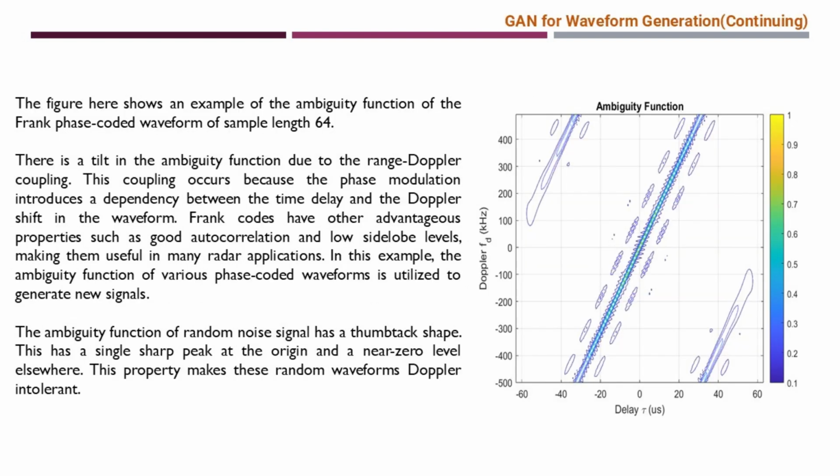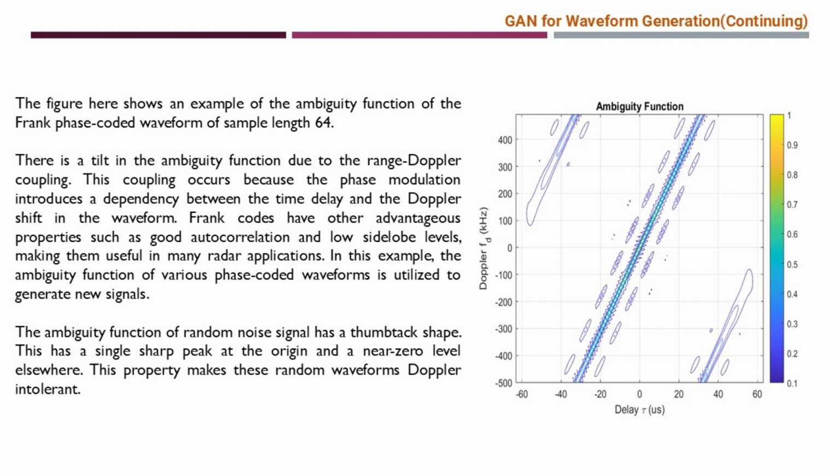Let's break down the concept of the ambiguity function using an example of a Frank phase-coded waveform. In radar, the ambiguity function is used to analyze how a waveform performs in terms of range and Doppler resolution. The figure here shows the ambiguity function of a Frank phase-coded waveform with a sample length of 64. You'll notice a tilt in the ambiguity function. This is due to something called range Doppler coupling.